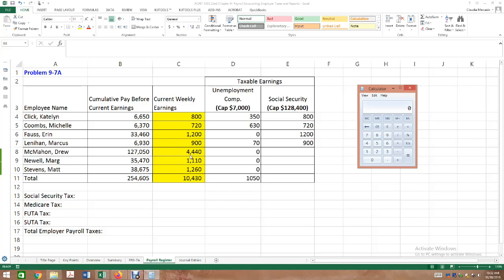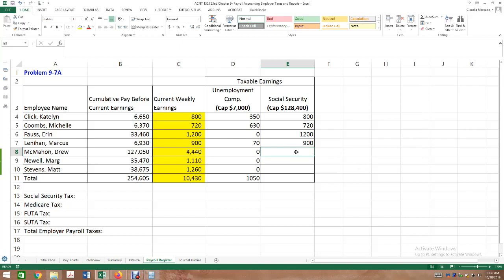So I need to figure out how much is going to be taxable. So I'm going to get my cap of $128,400. I'm going to subtract how much this employee has earned, which is $127.50. So that means that I am only going to pay taxes on the next $1,350 of earnings. Everything else above that, we're not going to pay any taxes. So we're only going to pay $1,350.